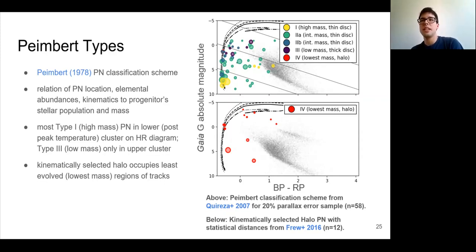And again, there's some relation between the classes that they derived in this work, which was long before Gaia and based on a different set of data, and the positions of the objects that we see in the HR diagram. So this is all quite preliminary, but I think it's an interesting way of looking at PN central stars, and something that's worth digging much more deeply into.